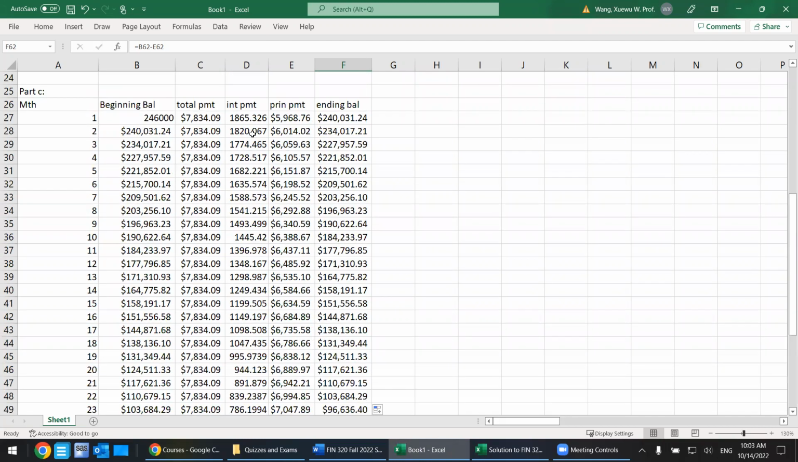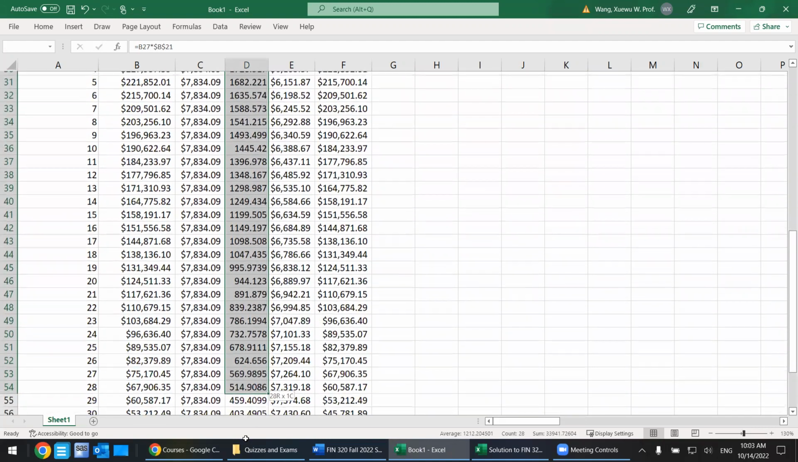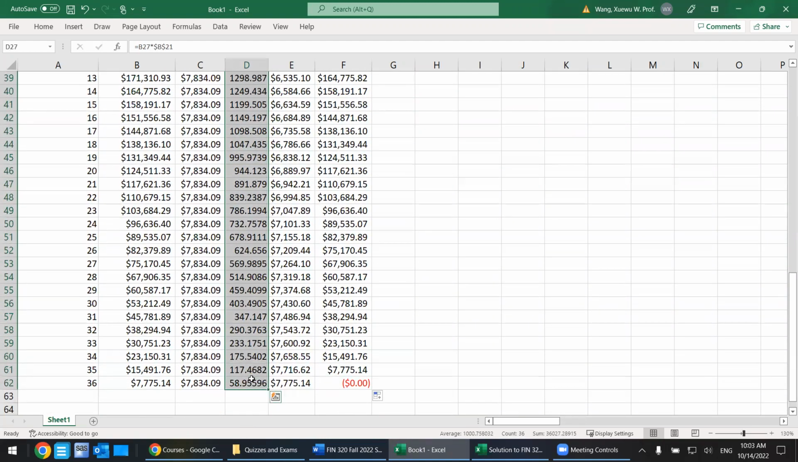Okay. So now I can actually look at all the interest payments here. Your interest payment is actually tax deductible. All right. So I hope this is useful.